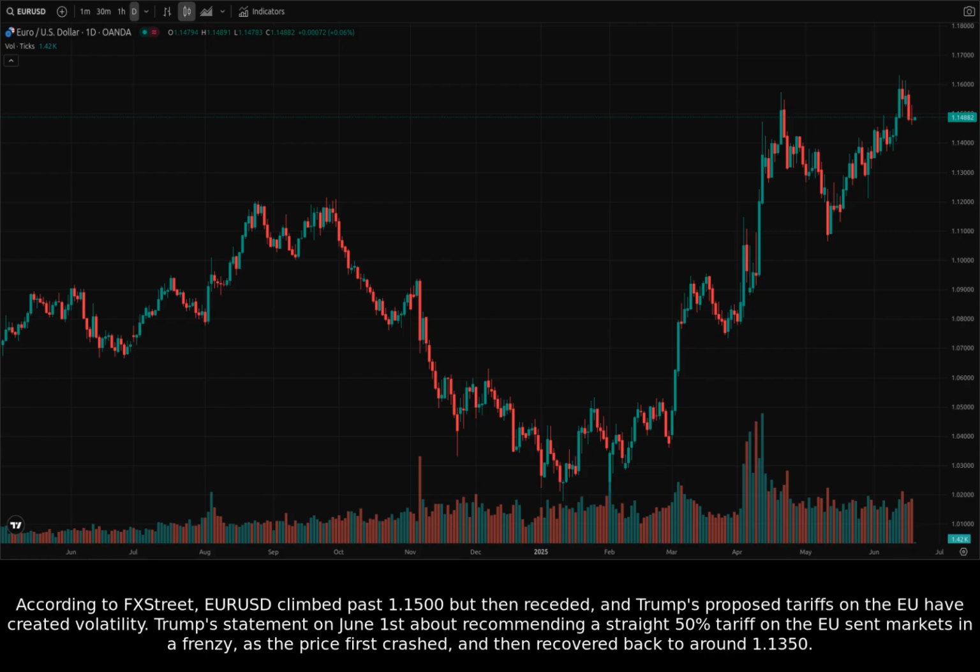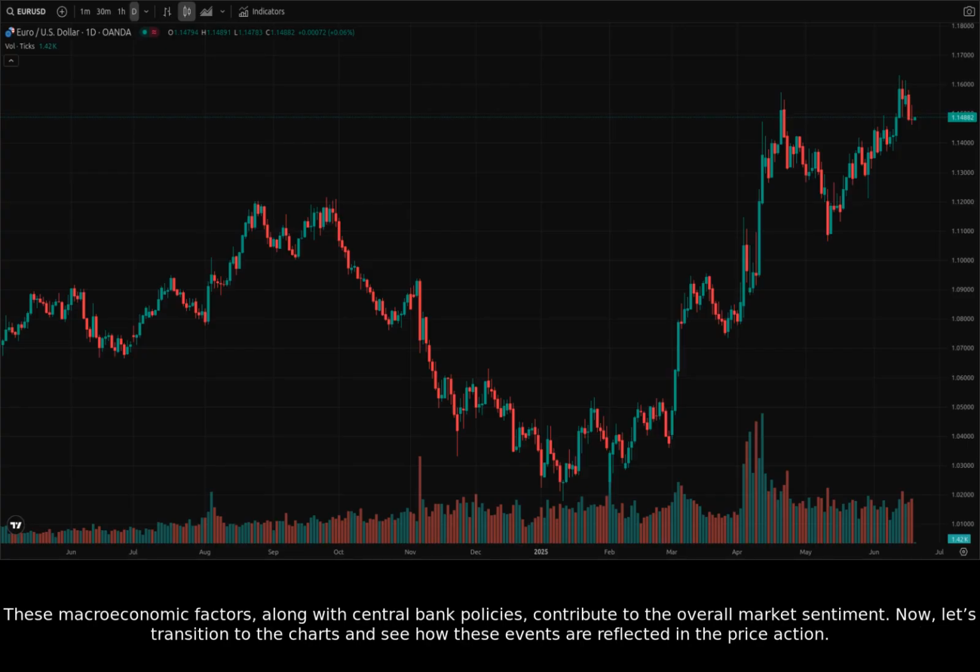According to FX Street, EURUSD climbed past 1.1500 but then receded, and Trump's proposed tariffs on the EU have created volatility. Trump's statement on June 1st about recommending a straight 50% tariff on the EU sent markets in a frenzy as the price first crashed and then recovered back to around 1.1350. These macroeconomic factors, along with central bank policies, contribute to the overall market sentiment.